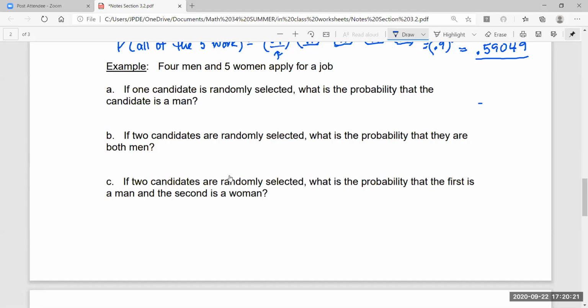All right, this one says we have 4 men and 5 women, and they apply for a job. So watch what I'm going to do. I'm going to summarize what I have here. So we have 4 men and 5 women. So we have a total of 9 people. So these 9 people are applying for a job.